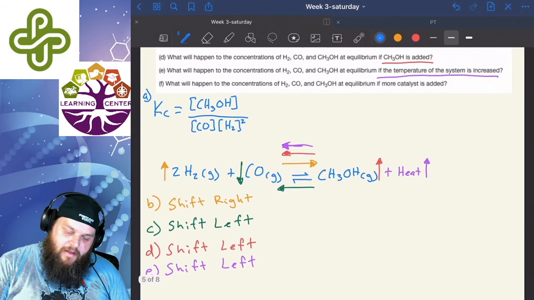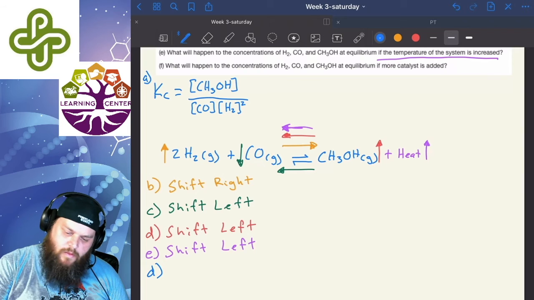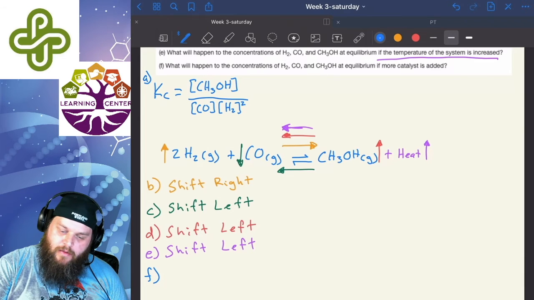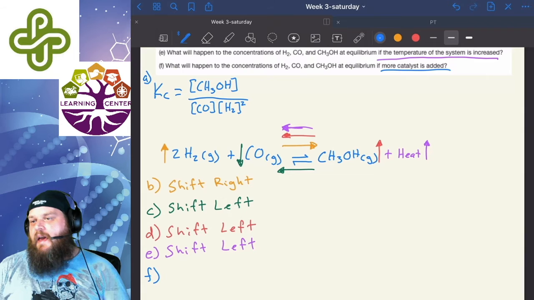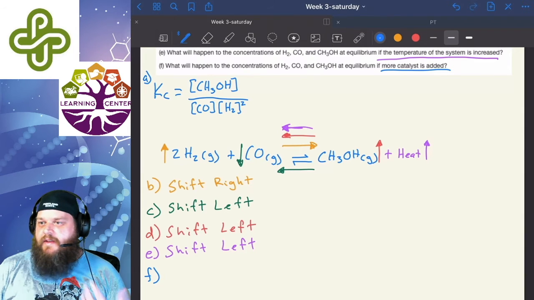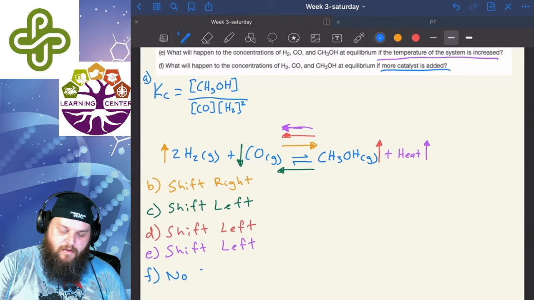Now, finally, part D. Oh, sorry, I'm going backwards. Part F. What will happen to the concentrations at equilibrium if more catalyst is added? Well, if you add more catalyst to this, it doesn't really change the concentrations of anything that's there. So all the concentrations are going to stay the same. In that case, there's really going to be no change.